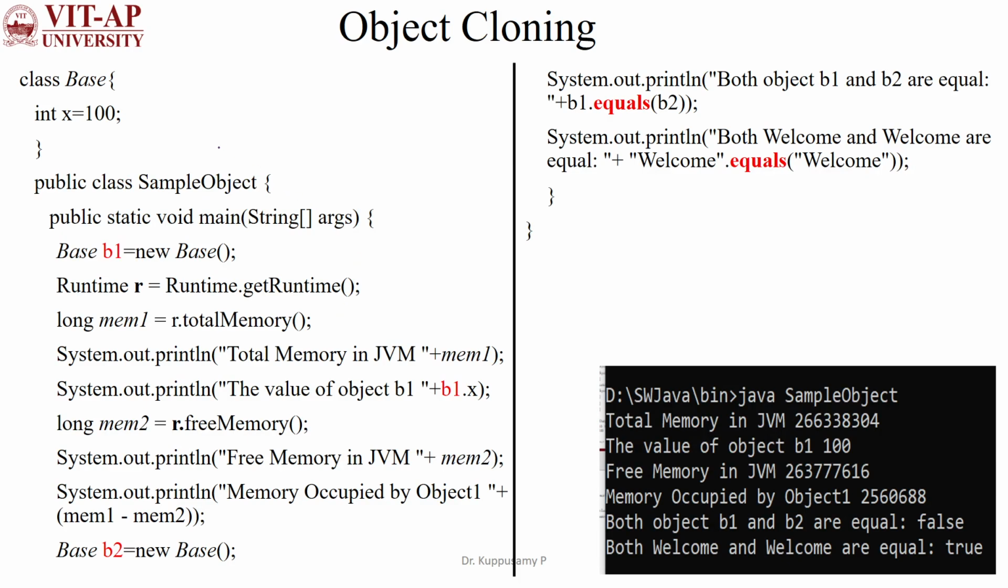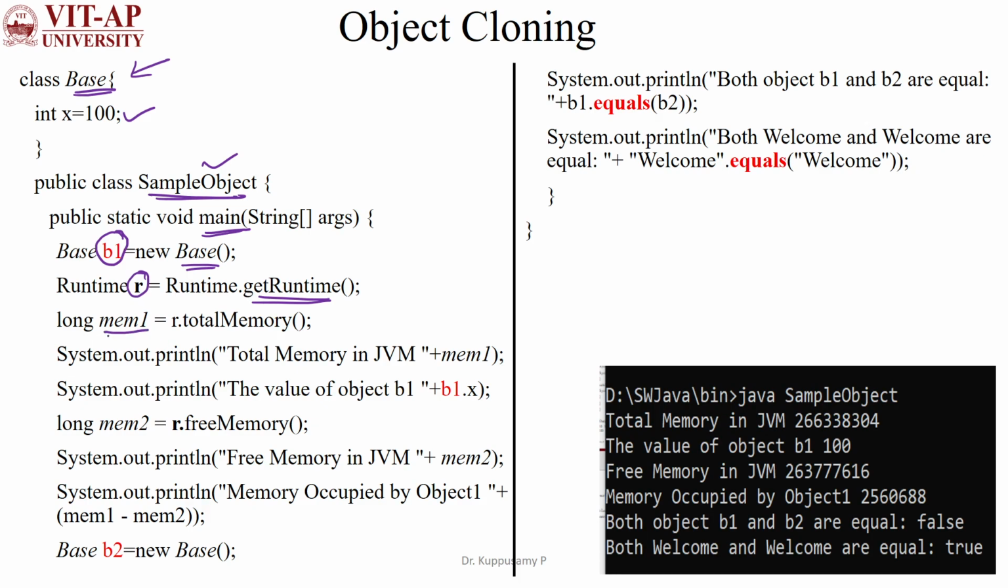Likewise, here if I want to know the memory consumption for each object, here a base class is created, then an integer variable assigned with the value 100, and here a driver class is created which is having the main method. Then b1 is the object I am creating by using the class base. After that, I want to know what is the object currently running in the Java runtime environment, so that is assigned to r.